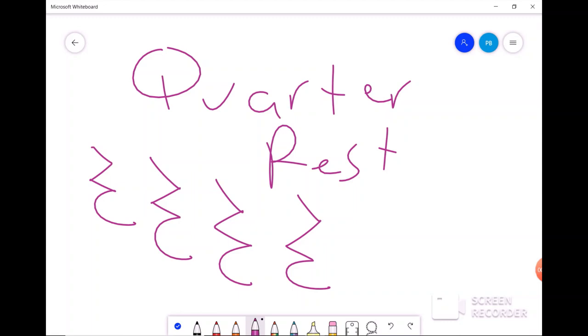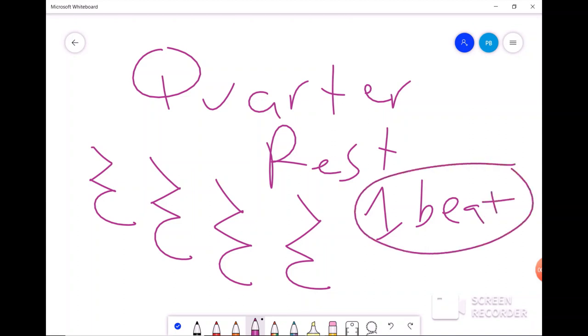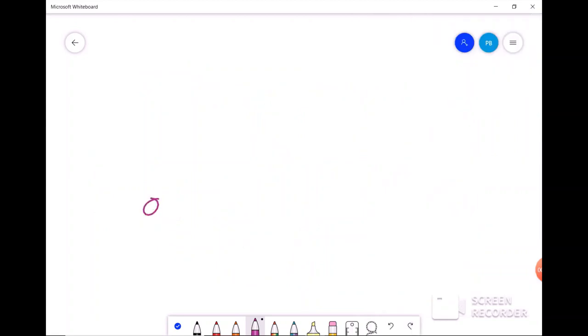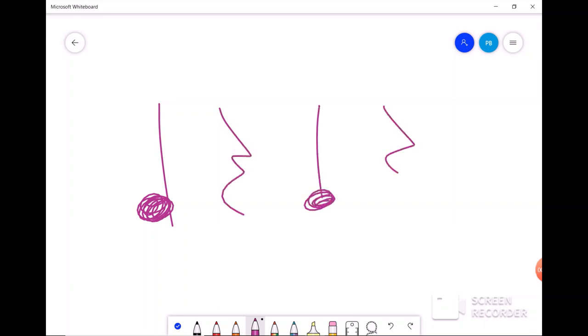Do you remember how many beats a quarter note gets? If you said one beat, you are correct. So each quarter rest gets one beat. Let me show you how that will work in a piece of music. If we have quarter note, quarter rest, quarter note, quarter rest, this is a rhythm that we could do with quarter notes and quarter rests.